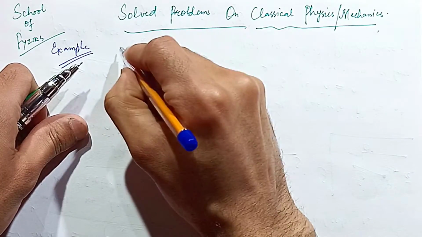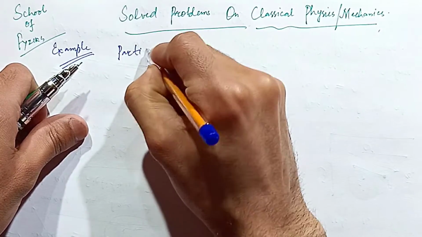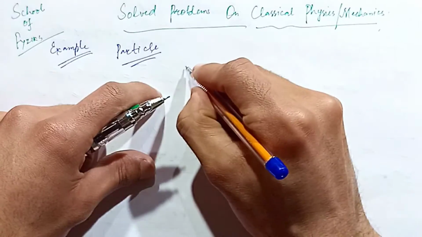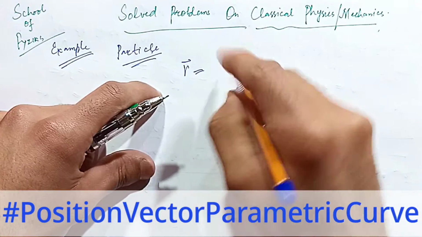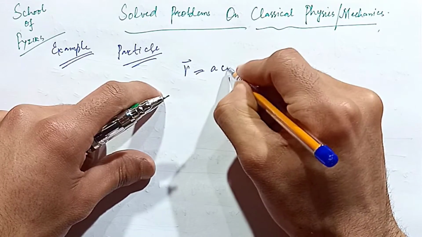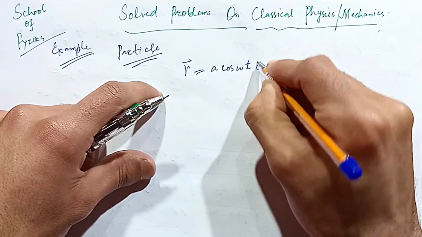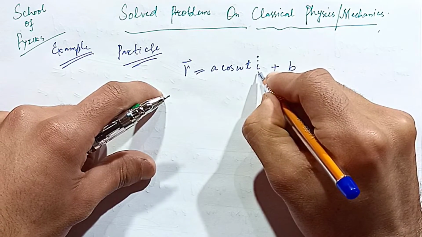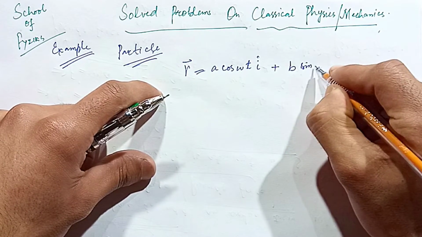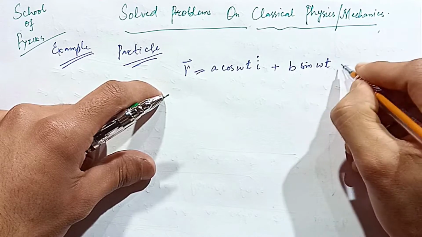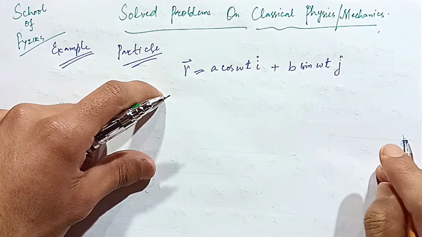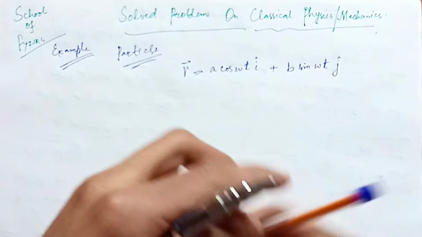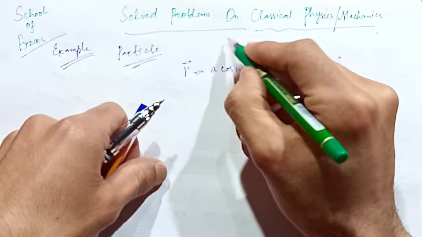If we have a particle moving along a parametric curve given as r equal to a times cosine of omega t along the x-axis, this is the unit vector i hat along the x-axis, plus b sine of omega t along the y-axis, that is j hat, the unit vector along the y-axis. This is the parametric curve, okay?